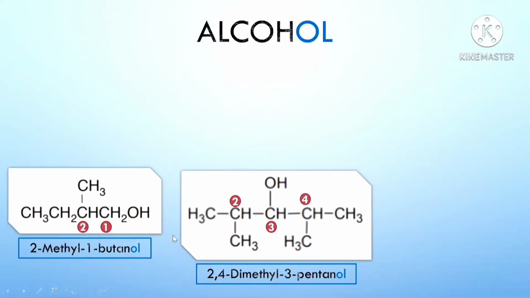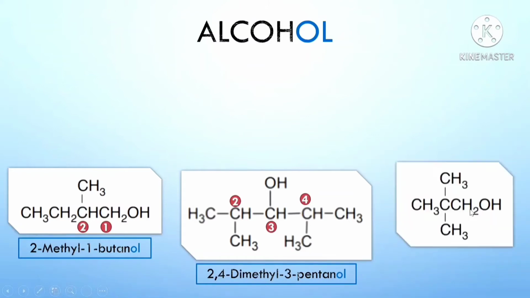For the substituents, we have 2 methyl groups at carbon number 2 and carbon number 4. In this molecule, the parent chain consists of 3 carbon atoms, so it's a propane. The hydroxyl group is attached to carbon number 1. And on carbon number 2, we have 2 methyl groups attached to it. So the name would be 2,2-dimethyl 1-propanol.